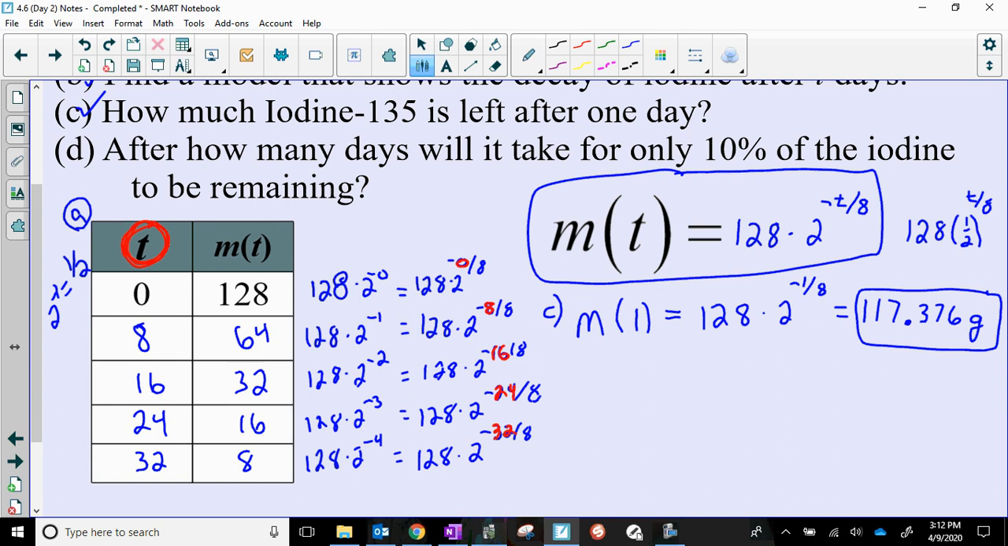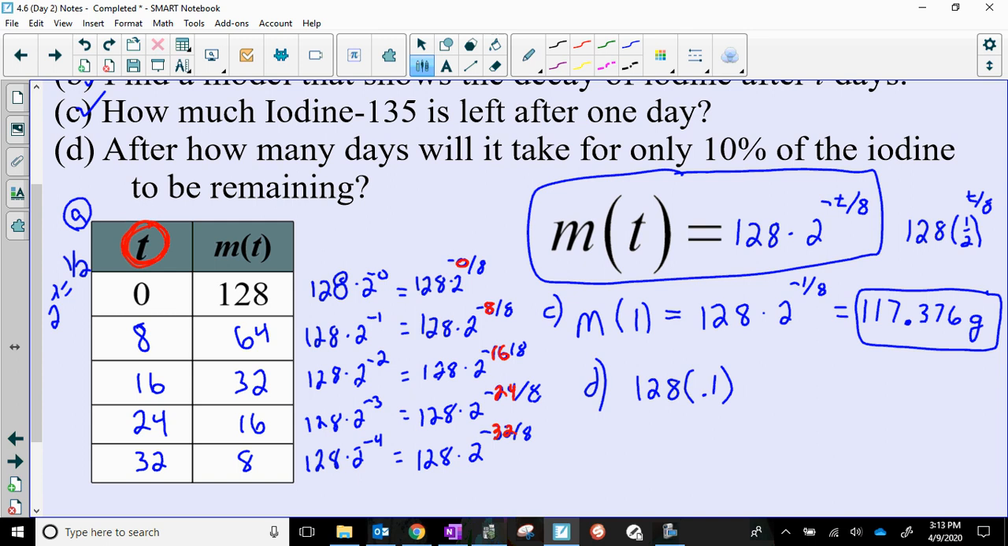So they want to know how many days will it take for only 10% of the iodine to be remaining. All right, so 10% remaining would be 128 times 10% remaining. Now there's something you've got to pay attention to in these types of problems. There's 2 different things we can talk about. We can talk about the percent remaining, or the percent that has decayed. In these problems, the M of T is what remains, not how much has disappeared, gone away, but what's still there. So make sure you read the problem correctly.